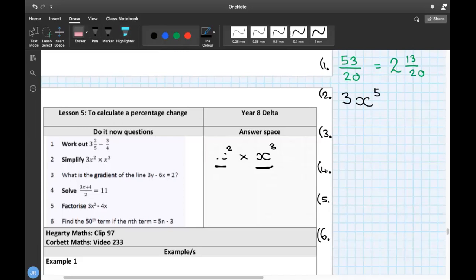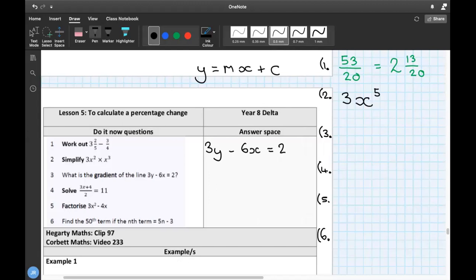Okay, this next one, we've been asked to find the gradient. Whenever you're asked to find the gradient or y-intercept, you want to be thinking about y equals mx plus c. That's the format that you want your equation of the line to be in, because once it's in that format, you can easily see what the gradient is or the y-intercept. So let's do a bit of rearranging. We started with 3y minus 6x, and that was equal to 2.